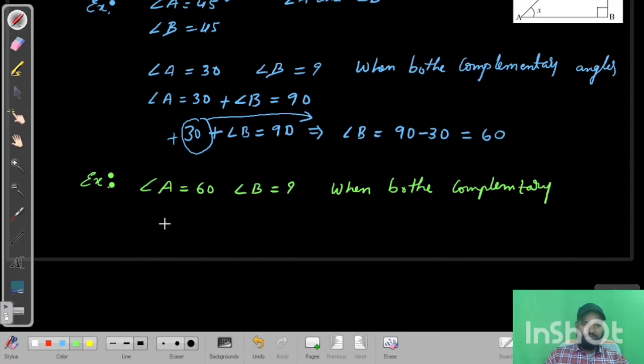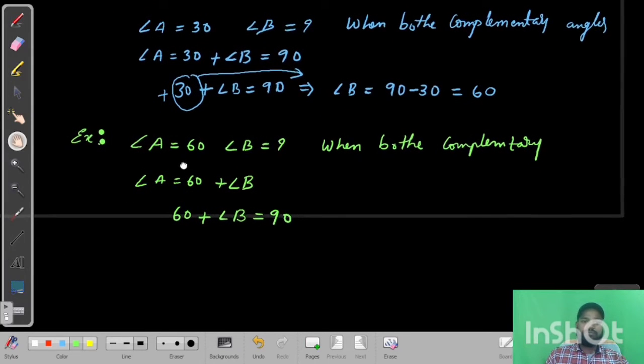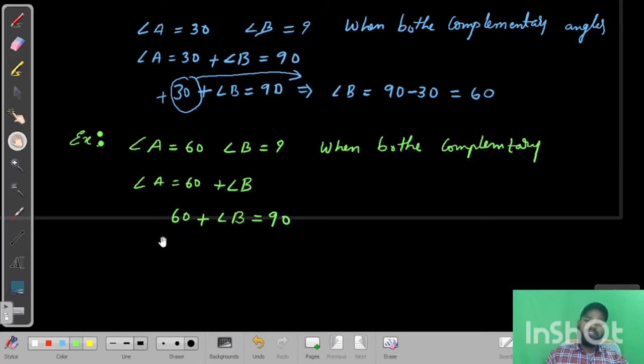See now, angle A equals 60 is given, so you should find the angle B, right? That is 60 plus angle B equals 90. Then what do you get here? You get angle B equals 90 minus 60. What is 90 minus 60? That is 30.